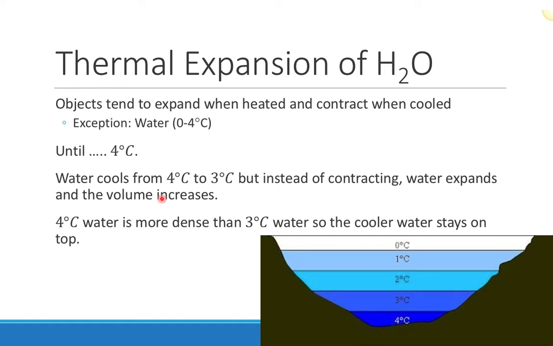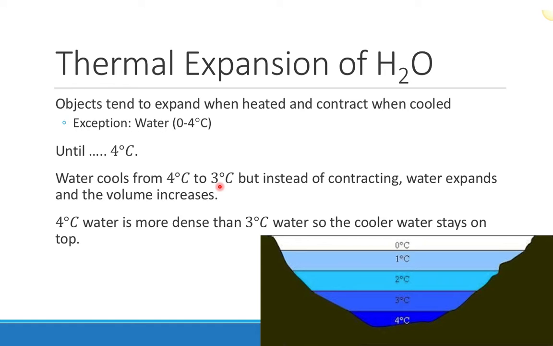That's normal for the normal temperature ranges. And then you reach 4 degrees Celsius. In the fall, the water temperatures are dropping, and it's getting close to winter when the ponds and lakes are going to freeze over. So the temperature reaches 4 degrees Celsius, and water cools from 4 degrees Celsius to 3 degrees Celsius. Temperature is dropping, so it should contract, but it doesn't. Instead of contracting, it actually expands.